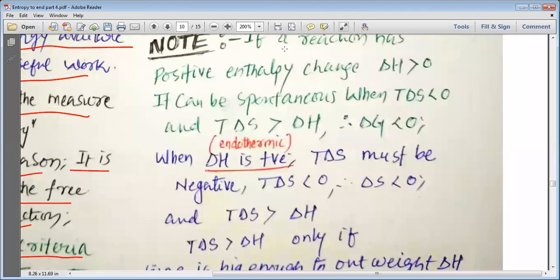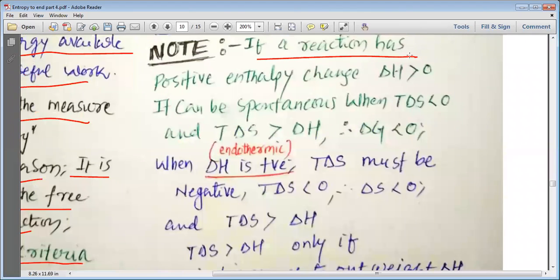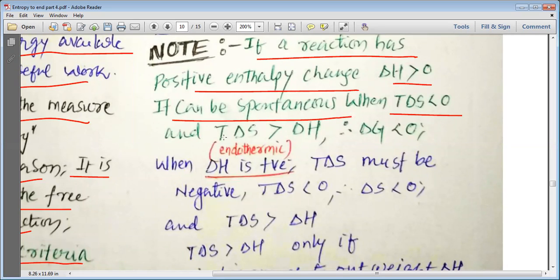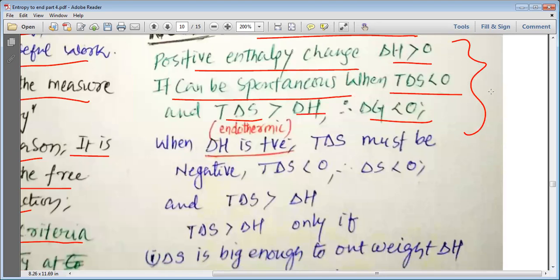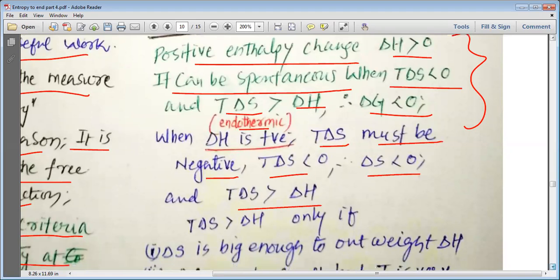Now an important note, please note it: if a reaction has positive enthalpy change, that is delta H is greater than 0, it can be spontaneous when T delta S is greater than delta H. That means delta G can be less than 0. And in such cases, those reactions which seem to be non-spontaneous also behave as spontaneous reactions. So an endothermic reaction can also be spontaneous when delta H is positive, provided T delta S is greater than delta H.